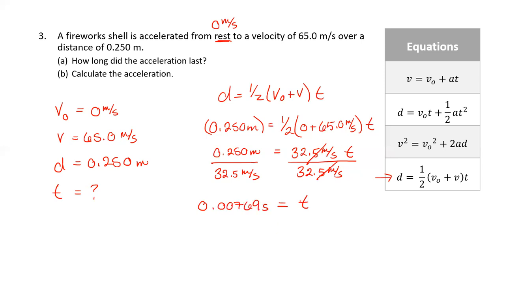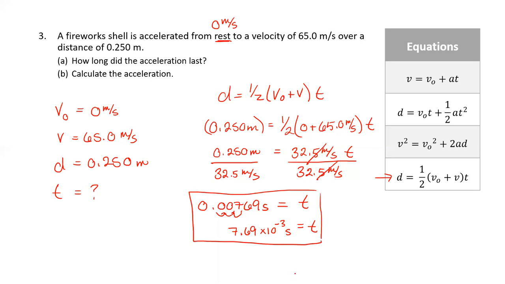And you'll see the answer key gives you the answer in scientific notation. So if we move our decimal 1, 2, 3 places, we would get 7.69 times 10 to the negative 3 seconds. So it's exactly the same information. Those are two ways to express the same answer. Now, that's A.